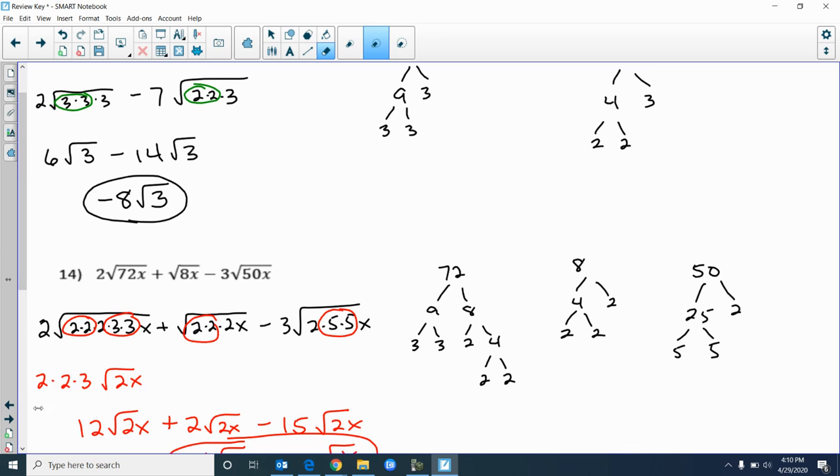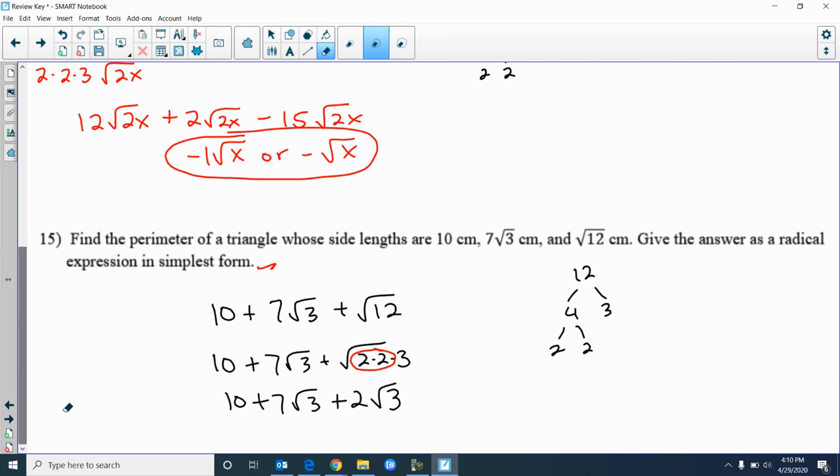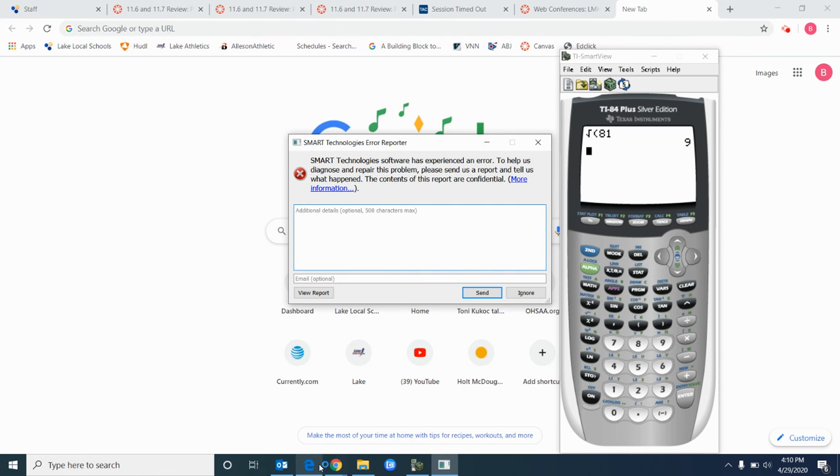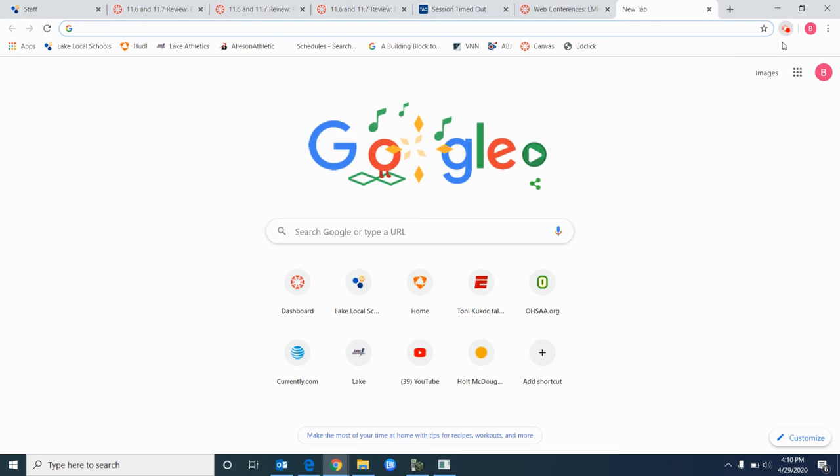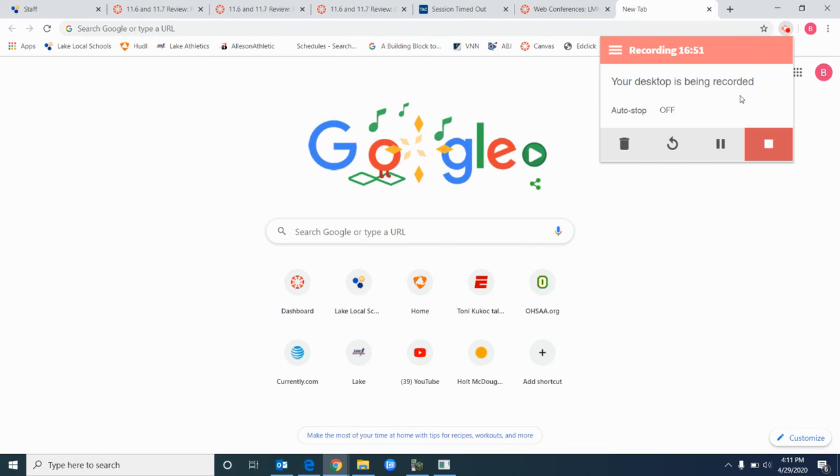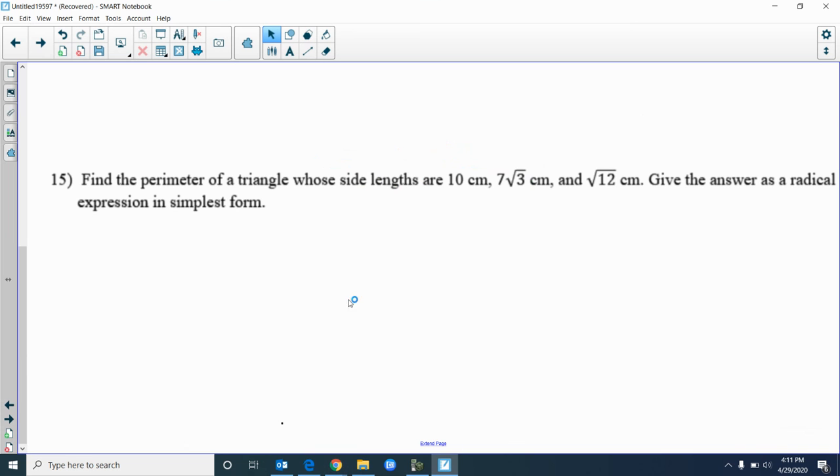Let me see something. Won't let me extend my page. So this time you only, what happened here? All right, I just got a little bit of an error message. I'm going to pause this. All right, not really sure what happened there, but we're just going to finish up this problem.